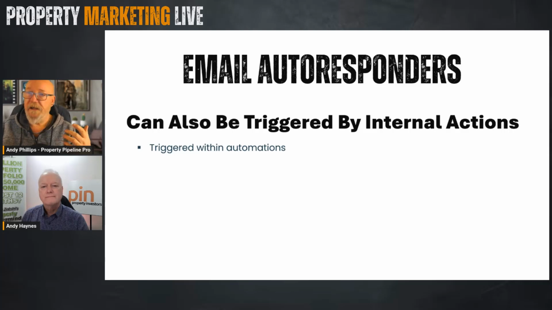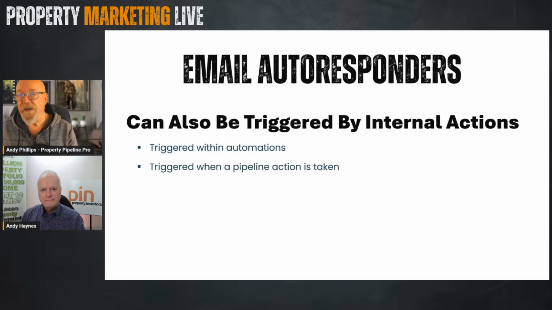And this is things like something within automation. So if you have an automation set up, at some point in that automation, you might want to send an email to the client. So if they're taking certain actions through the automation and they get to a certain point, it will send an email out. Again, you don't have to worry about being around. If you set the automation up, it will automatically do it. But it can also be triggered from a pipeline action as well, which I'm going to go through.